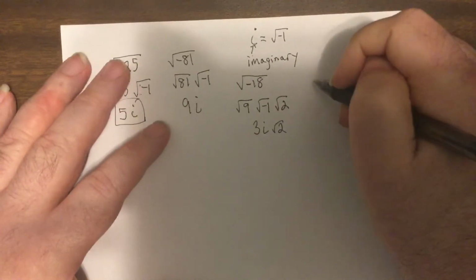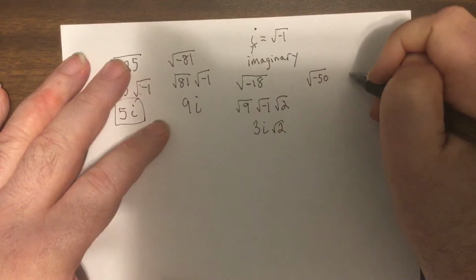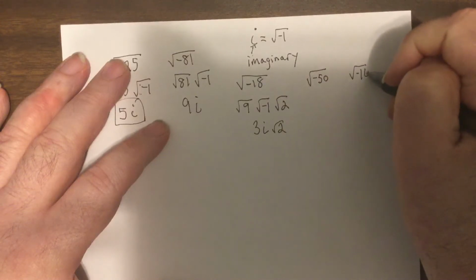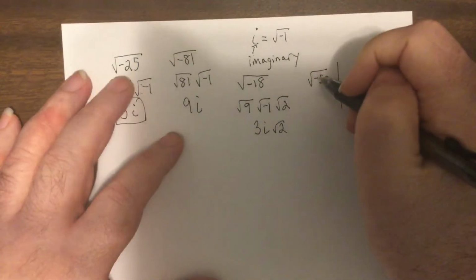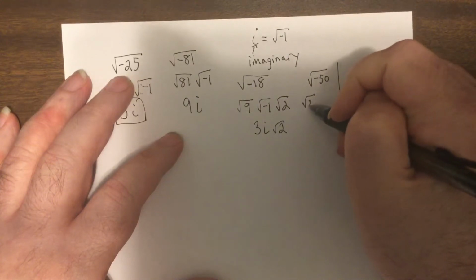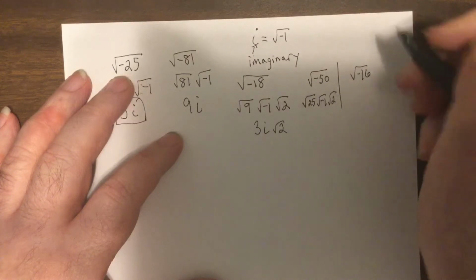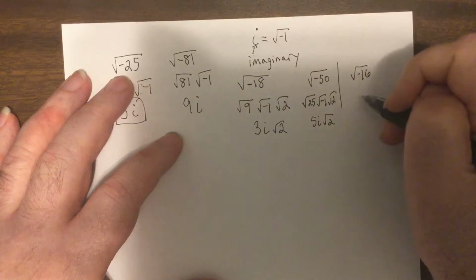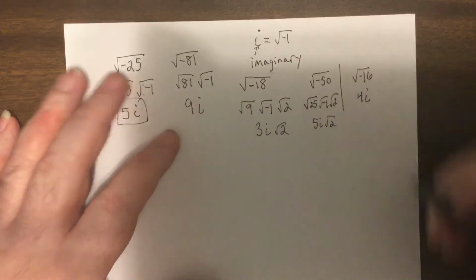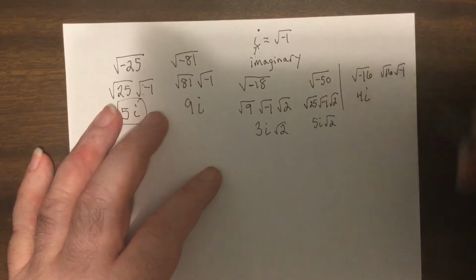So do these 2 problems for me, square root of -50 and the square root of -16. Do those 2 problems. Okay. So, square root of -50, we break it up, square root of 25, square root of -1, square root of 2. That would be 5i, square root of 2. And then this would be 4i. So it'd be square root of 16, square root of -1.